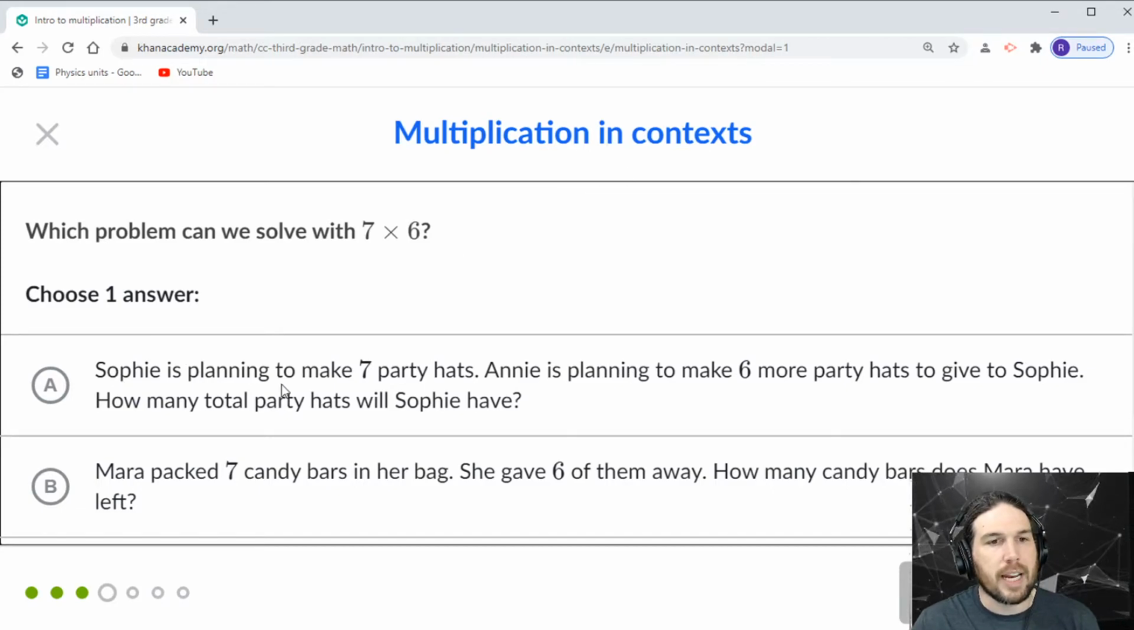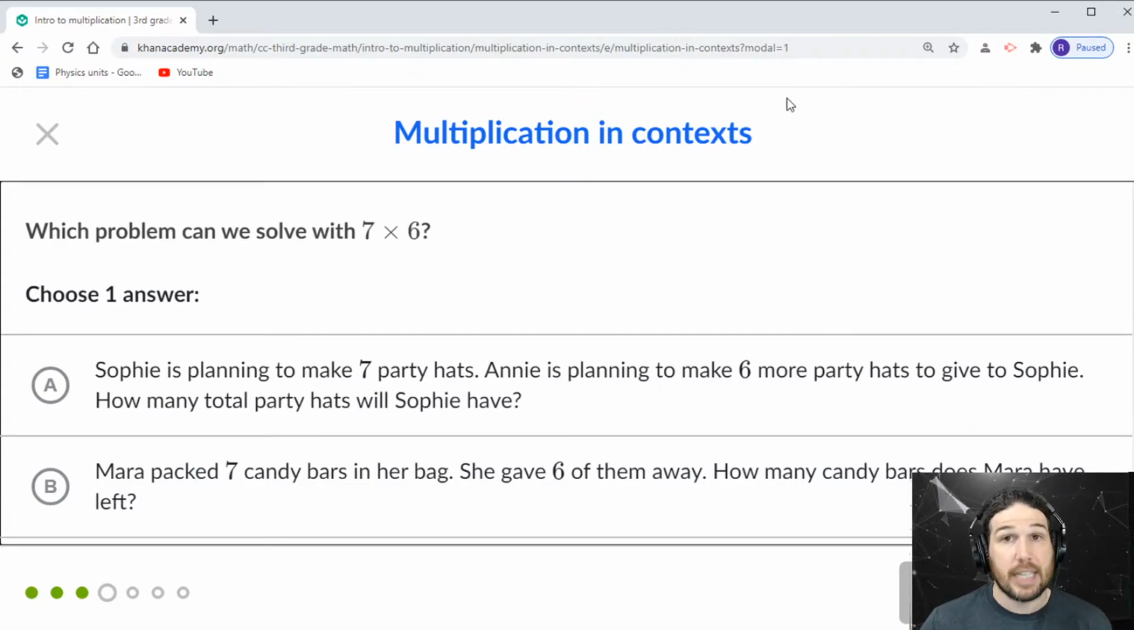All right, Sophie is planning to make 7 party hats. Annie is making 6 more party hats. That is not multiplication, that is addition, so that's wrong. Mara packed 7 candy bars in her bag. She gave 6 of them away. That is not multiplication, that is subtraction.